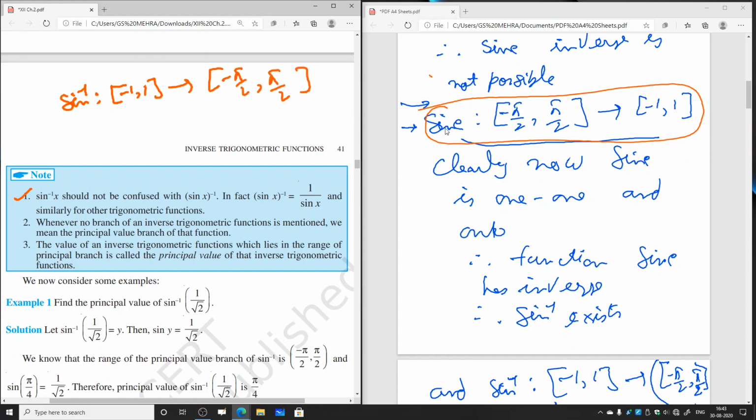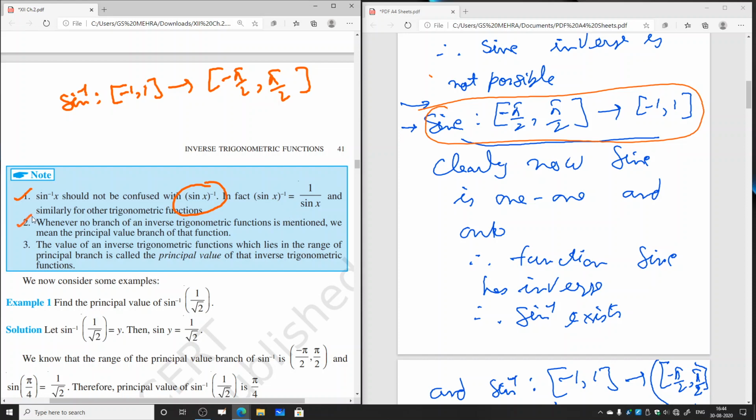So this is the sine function, and this is its inverse. Sine inverse simply means the inverse of the sine function with the domain as the closed interval -pi/2 to pi/2. Whereas (sine x) whole inverse means 1 by sine x, and it is not the inverse of the sine function. So this is to be very clearly understood.